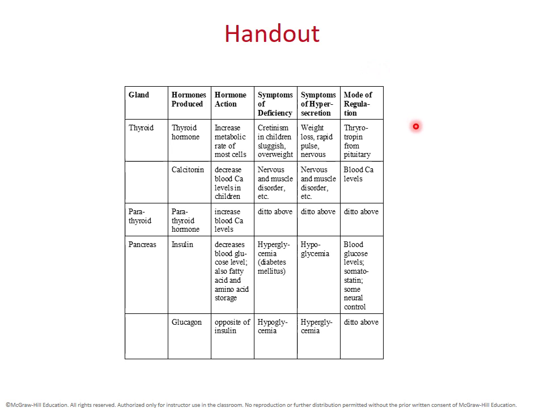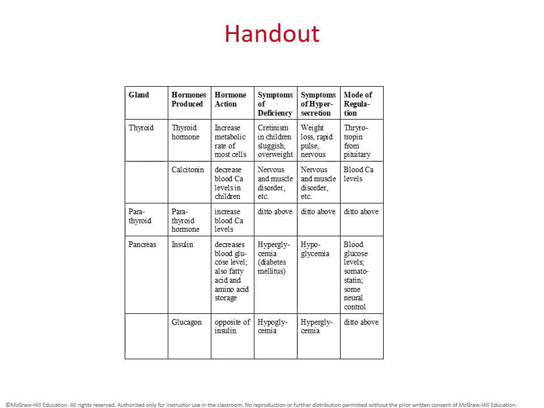But my recommendation in terms of studying for a quiz is to take a look at the handout that I have in the CNM Learn site. It's listed under Endocrine Handout. And basically what it is a table of each gland, the hormone that it produces, a very quick summary of the hormone's action. And then for fun, I've included what happens if you have too much of that hormone, not enough of that hormone, and the primary way in which it's regulated.